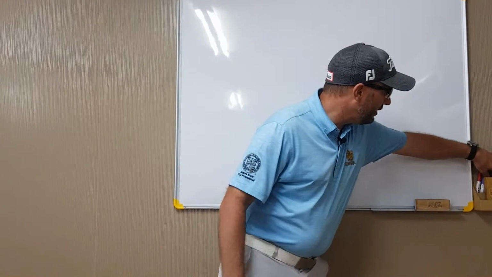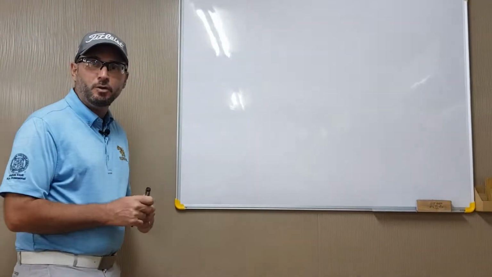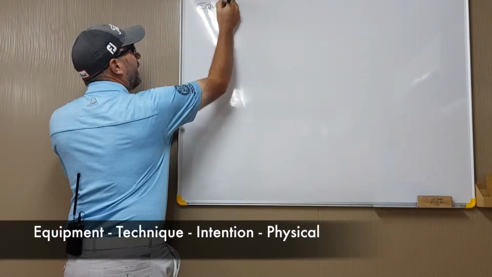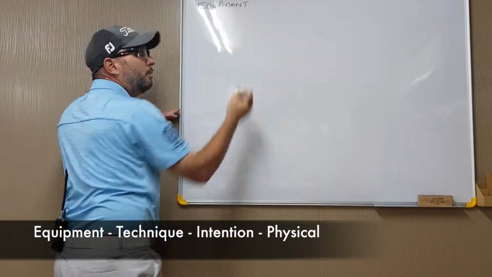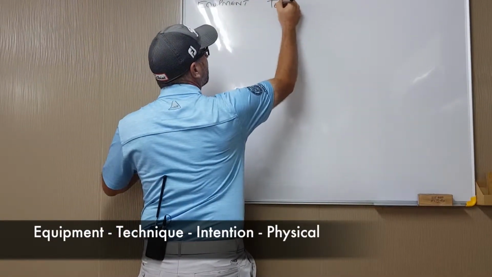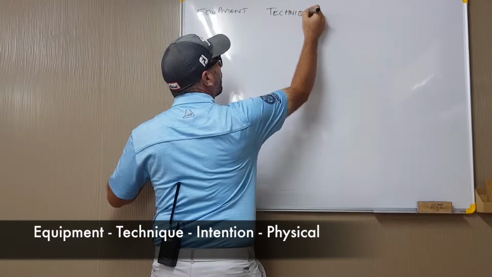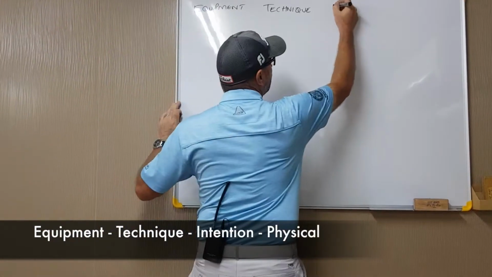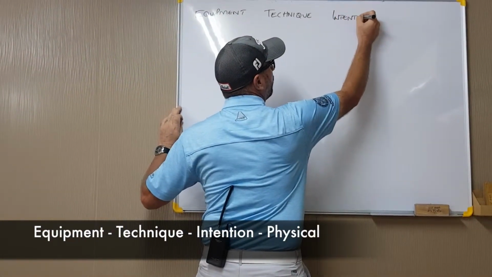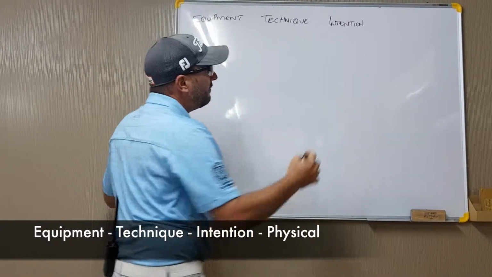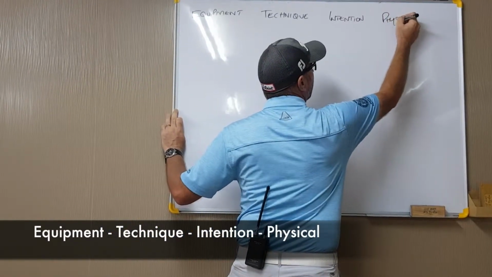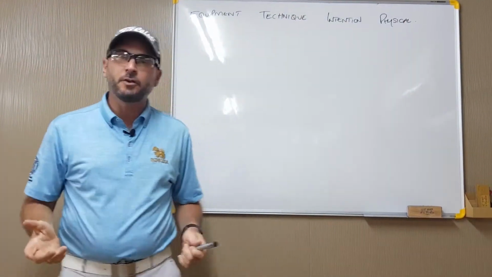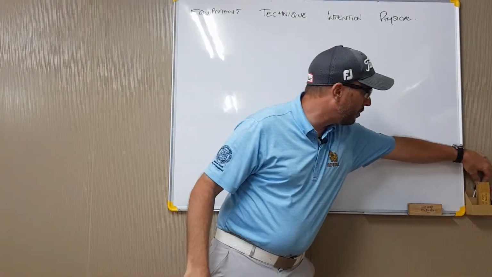So the first thing we'll do is put up on the board the four areas that we looked at before. The first one we're going to look at is equipment, as always. We will then have technique. We have our imagination or our intention. This is going to be very important, as always. And finally, we have our physical. So let's look at these four areas. The first one I'm going to go through is the bunkers, and then I'll go on to trouble play.